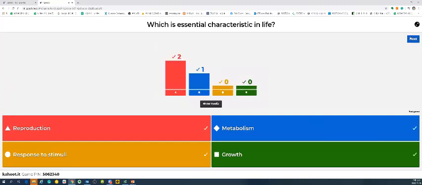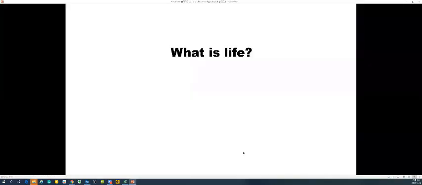Okay, this question may not have a correct answer, because it leads to the big question of what is life. Life has some characteristics of all of these: reproduction, metabolism, response to stimuli, or growth, or something like that. So we are going to think about the definition of life using this chance. Now we move to this PPT file.